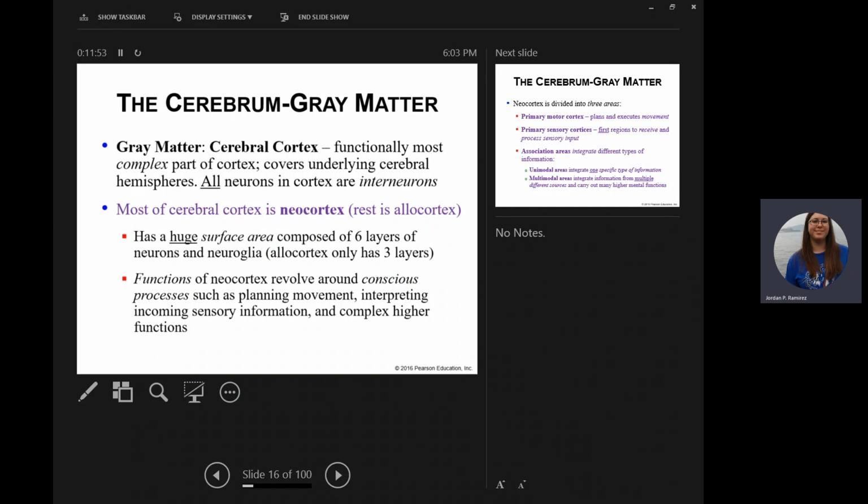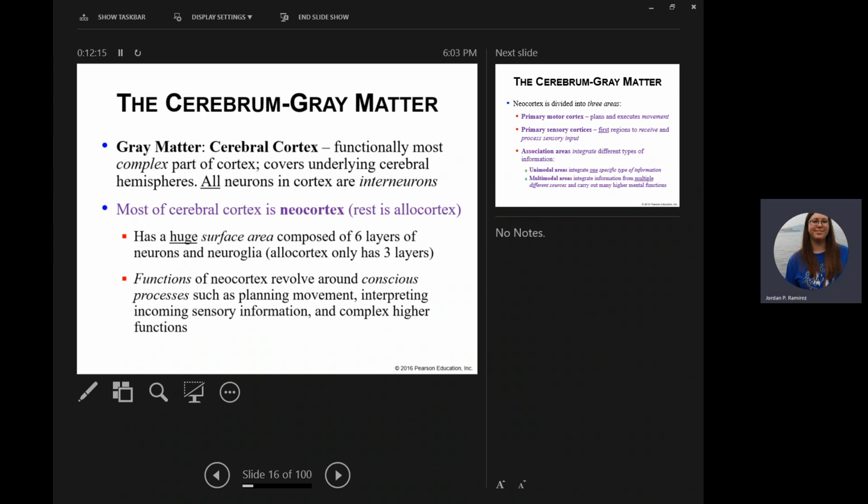The allocortex and the neocortex are basically, they try to make subdivisions of everything, and the neurons are connected just a little bit different in those areas, the neocortex versus allocortex. They're just basically parts of the cerebral cortex, but one is a little bit evolutionarily newer when compared.